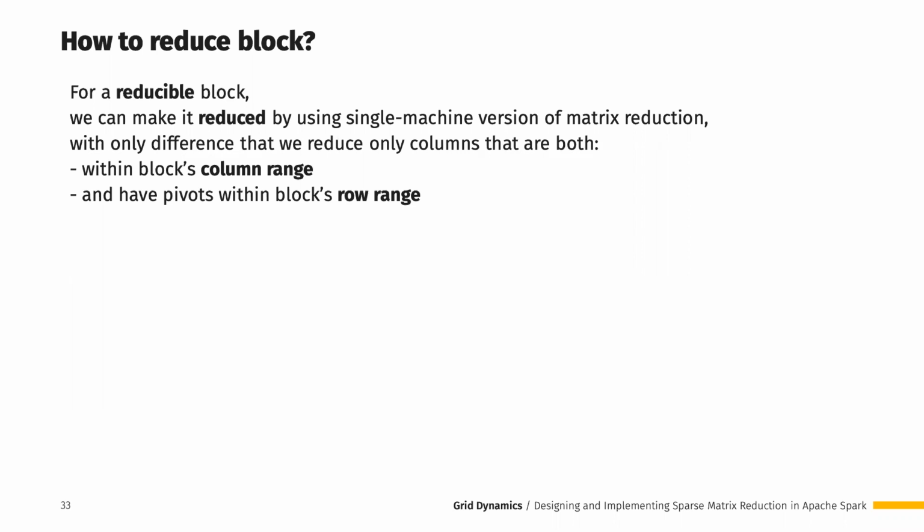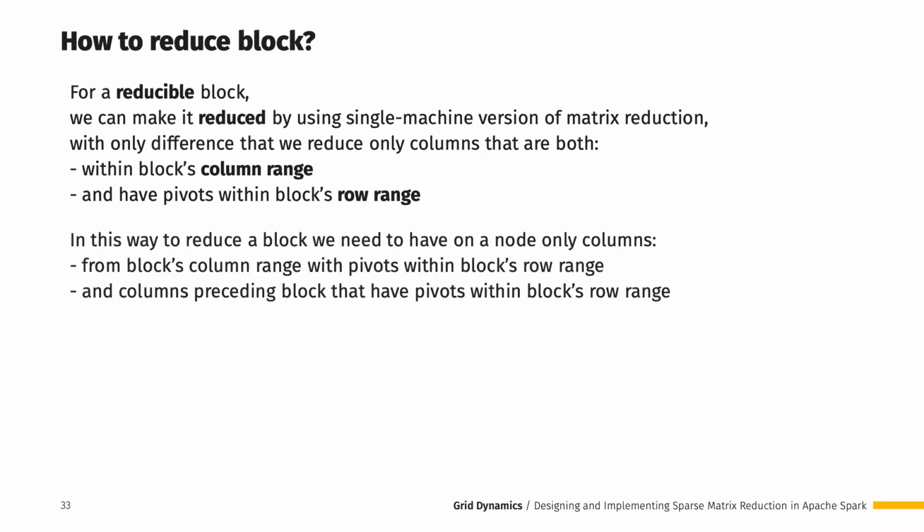And not only are they within the block's column range, but also their pivots are within the block's row range. Again, I'll show you what it actually means in the next slide. But in this way, to reduce a block, we only need access to columns from the block's column range with pivots within the block's row range, and columns that precede the block, to the left of the block, that have pivots within the block's row range.